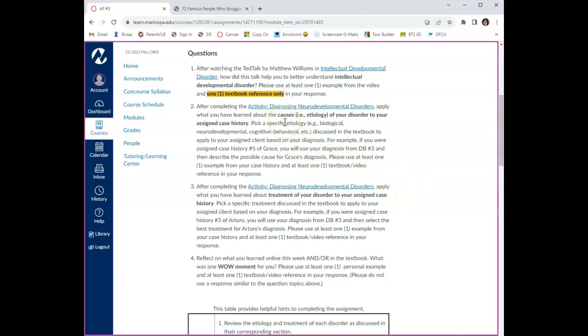Question 2 asks you to pick a specific etiology or cause discussed in the textbook and apply it to your assigned client based on your diagnosis. Question 3 also asks you about your assigned client, but now it's going to ask you to pick a specific treatment discussed in your textbook and apply it to your assigned client based on your diagnosis.